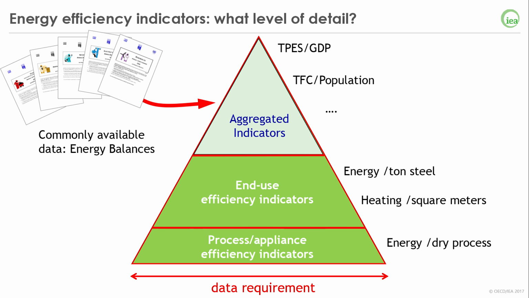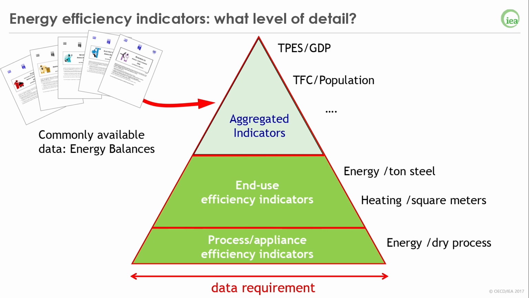The top of the pyramid represents the commonly available data, like energy balances. They allow calculating aggregated indicators such as energy intensity or the energy consumption per capita. This level of indicators gives a general idea of the macro trends. However, it's not sufficient to conduct in-depth energy efficiency analysis.